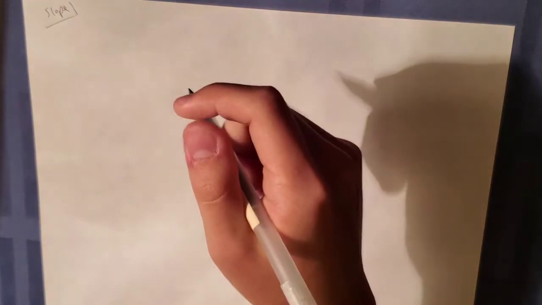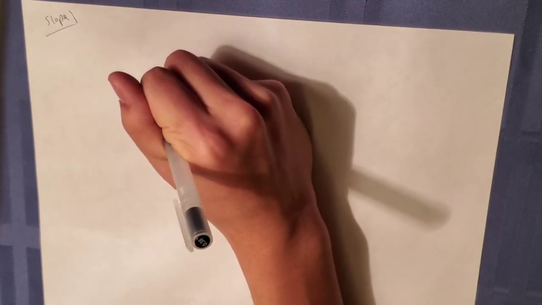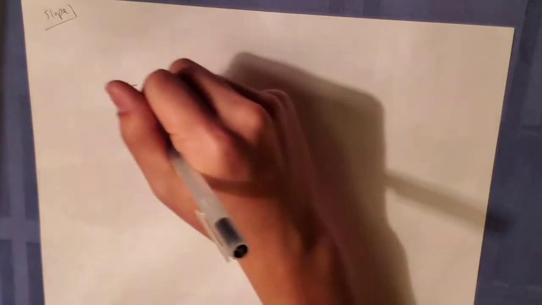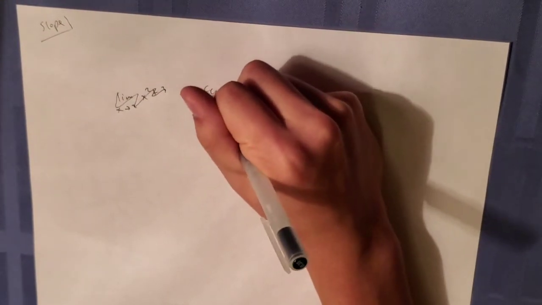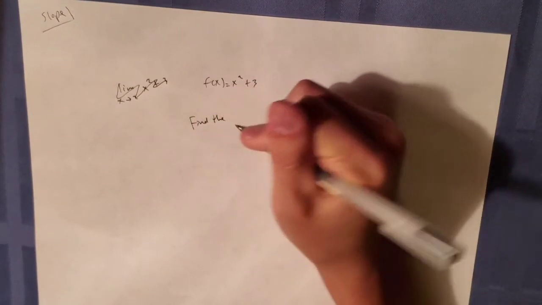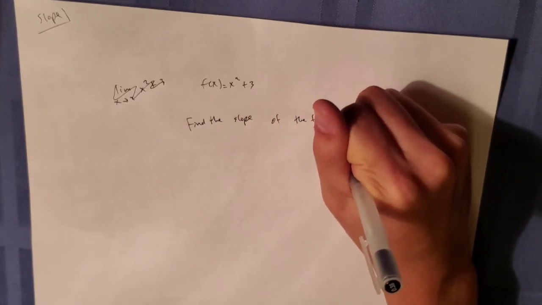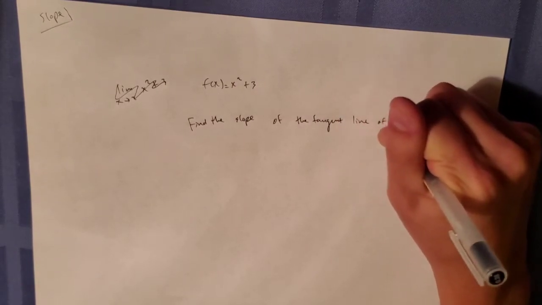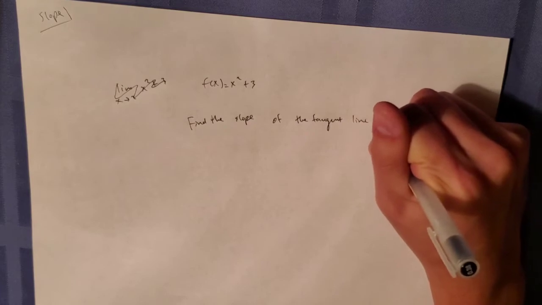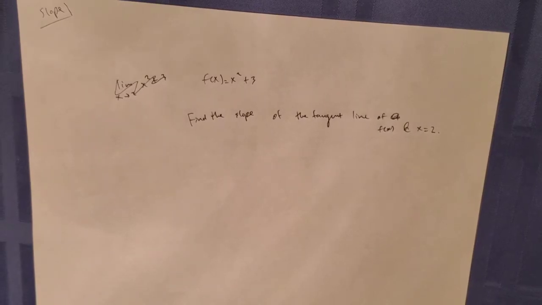So let's see. If we have the limit as x approaches 2 of x squared plus 3, and say we have a function x squared plus 3, and we want to find the slope of the tangent line of f of x at x equals 2. Okay, so how do we do this?